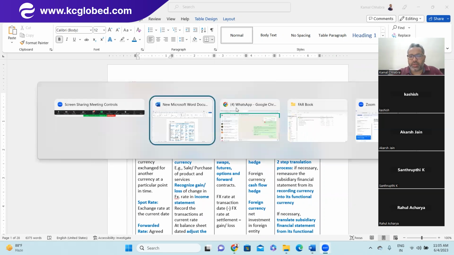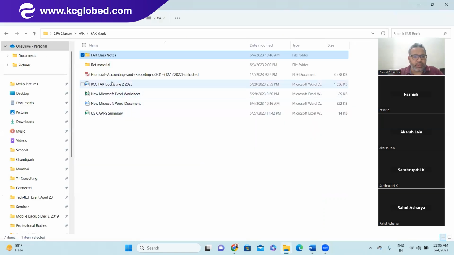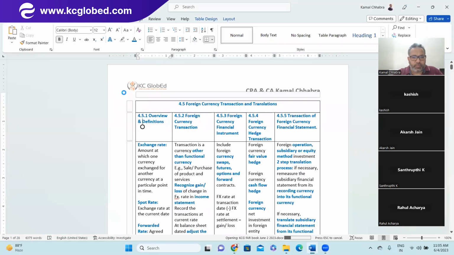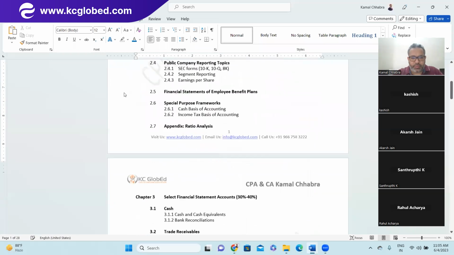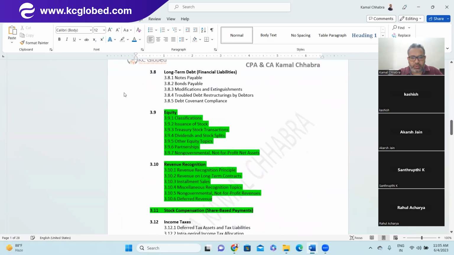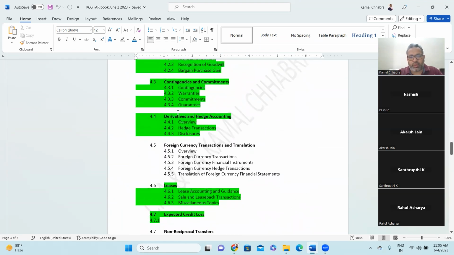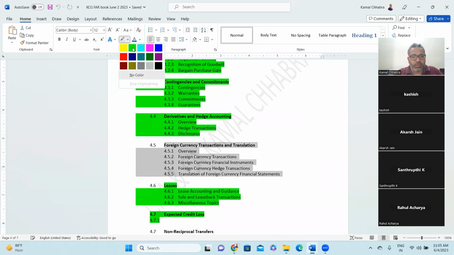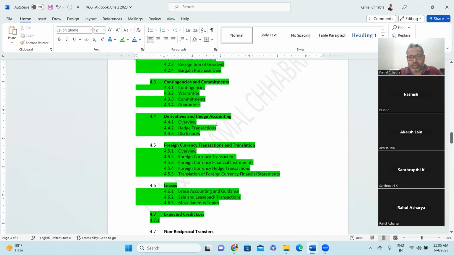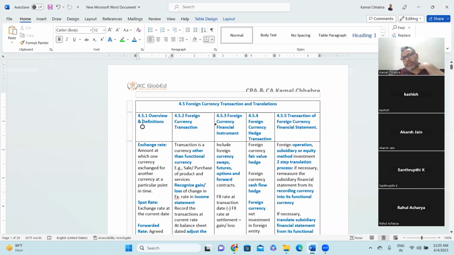This is more or less in continuation of what we studied in the last class. I'll show you in the book as well really quick. If you see, it will go in continuation of this, like derivative and hedge accounting, which we studied in the last class. So this topic we are covering now. Certain concepts you'll see are very similar to that. So let's start with the first one.